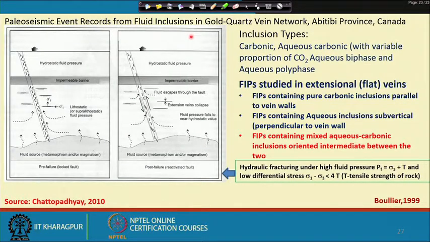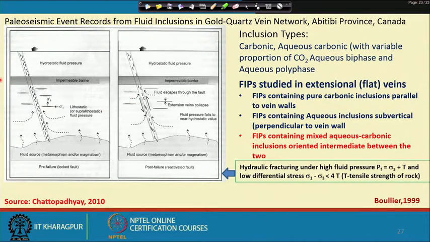This particular case study is from an orogenic gold deposit in the Abitibi province, Canada. Now, this is an interesting case study that was presented, again by Boullier, 1999. So, we could possibly have a little bit of background about what exactly happens in an orogenic gold formation system.